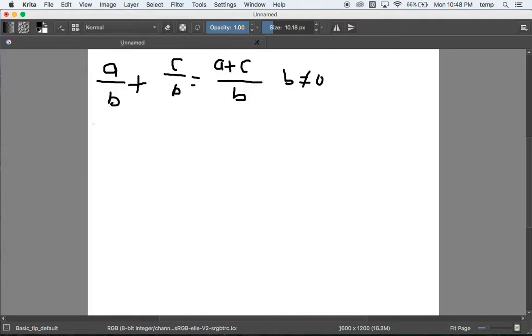For subtraction, it's really similar. A divided by B minus C divided by B. And we'll have A minus C divided by B. And again, B cannot be equal to 0 because anything divided by 0 is undefined and not real.